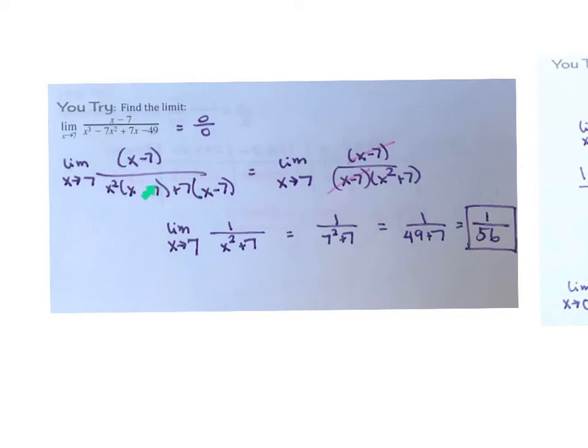So we can factor, again, factoring by grouping. And then you find that you would get the limit as x approaches 7 of 1 over x squared plus 7. And so this will work. We will not get a 0 in the denominator. It's not the indeterminate form. And we will get 1 over 56.